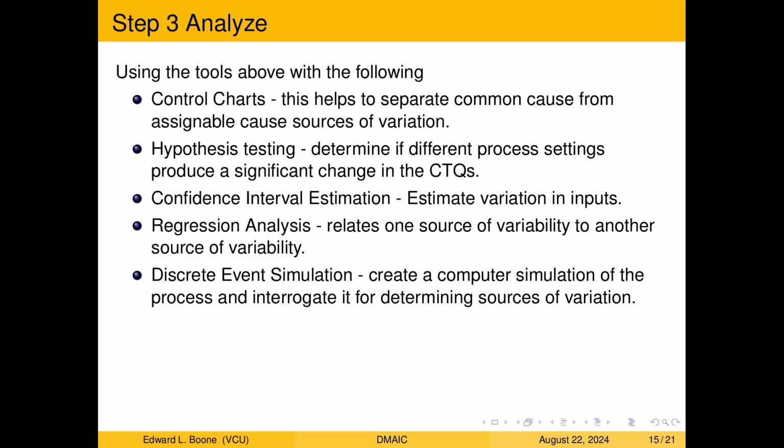So we can see if they're related. Something that I really haven't mentioned before is discrete event simulation. You would create a computer simulation of the process, and then you can interrogate it to see where the sources of variation are. Because if you have it in the computer, you can do a whole bunch of experiments with it really cheaply, versus actually having to stop a process and do these things and hopefully set it back up correctly.